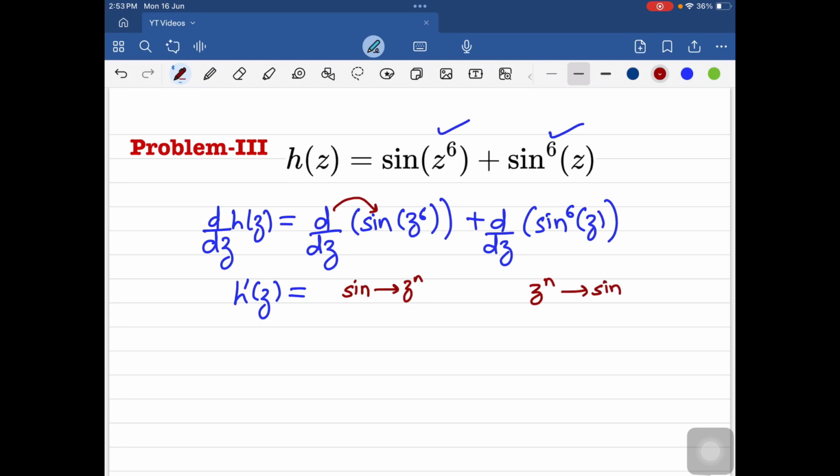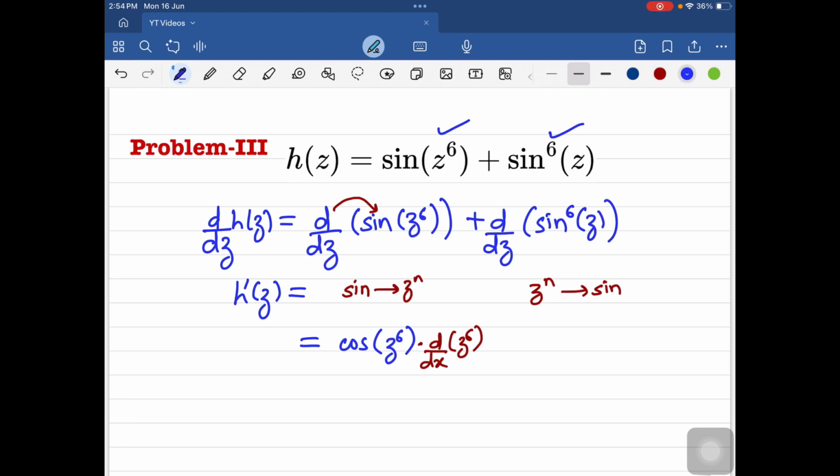Okay, so in the next step we are applying. What is the derivative of sine? Sine is cos. So you are not going to apply 6z to the power 5 right now. First only the formula for sine. So sine will be cos and the angle will be like that. But now I will write the derivative of the inside function. What is the inside function? z to the power 6.